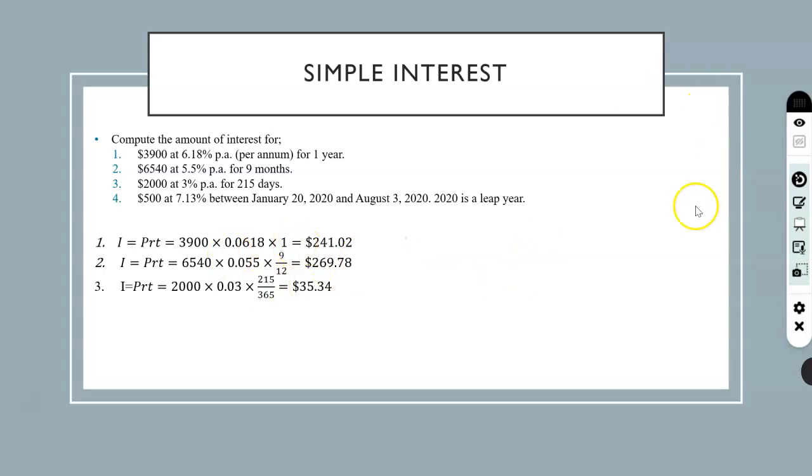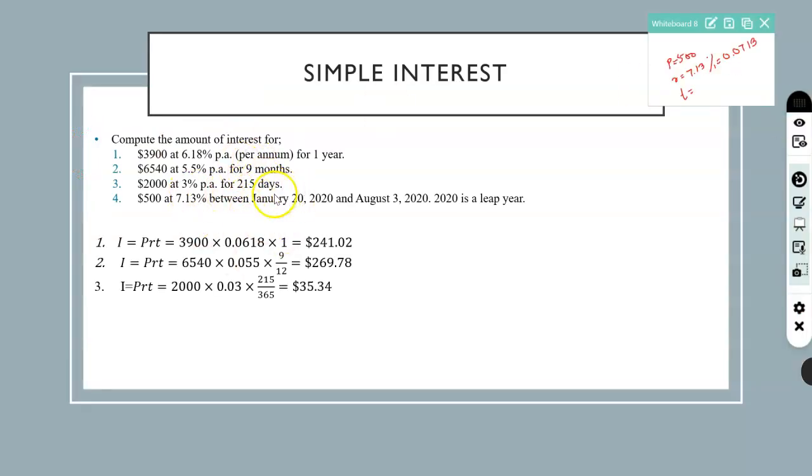So for the fourth one, I will go to the whiteboard here: $500 at 7.13%. So $500 is your P and R is your 7.13%. We can write it as 0.0713 and then time you can write here, January 20 to August 3.